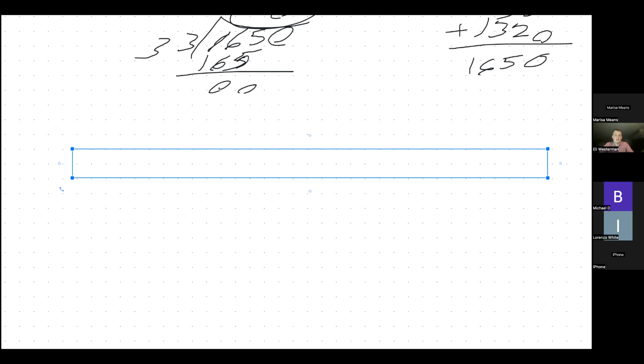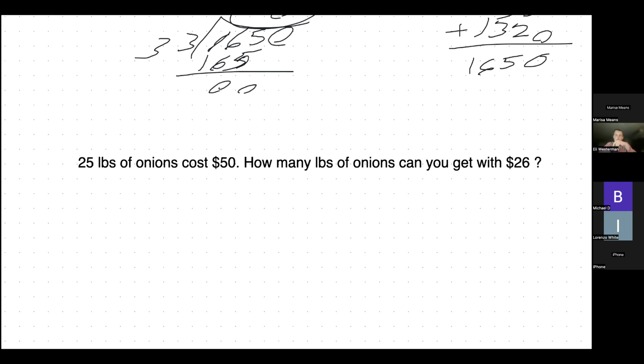25 pounds of onions cost $50. How many pounds of onions can you get with $26? Let's think about this. So what we have to do when we get these kinds of problems is we have to make a proportion like this. And then we say 25 pounds for $50. And then we have to do the same thing on this side. We have to put dollars down here and we have 26. And then we have a question mark for pounds because this is where the pounds are and we want to know how many pounds we can get.